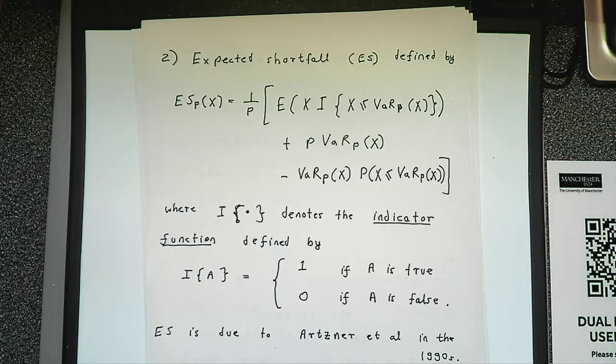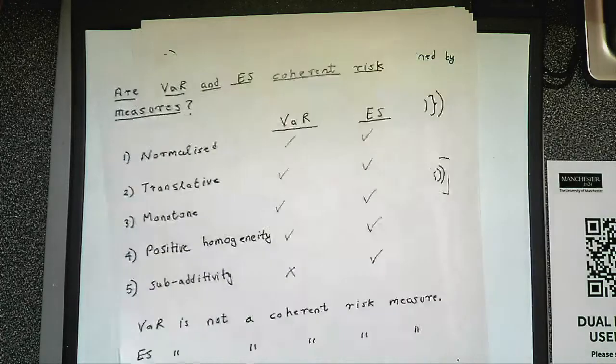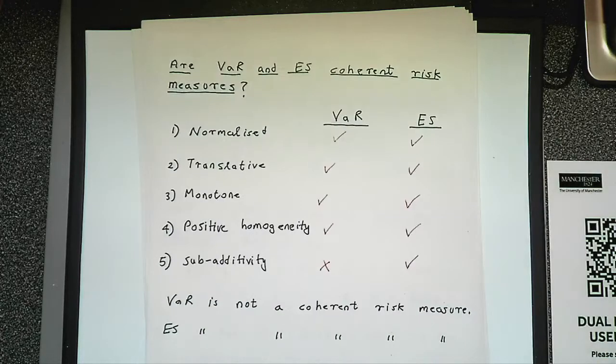Now the natural question to ask is whether these two risk measures are really coherent risk measures, yes or no? That's what I have tried to address on this page. As you can see, the VaR satisfies 4 of the 5 properties, but it doesn't satisfy the subadditivity property, whereas the expected shortfall satisfies all 5 properties.